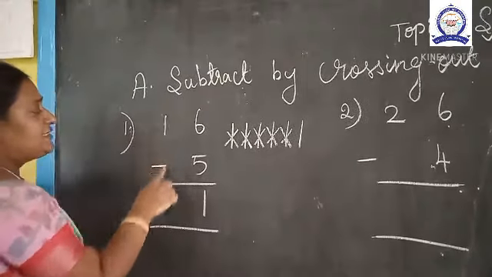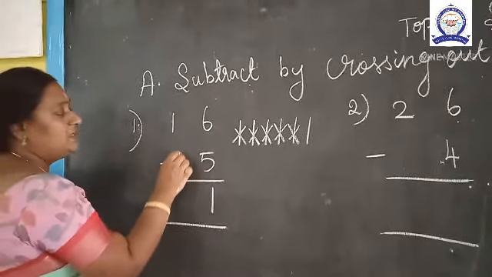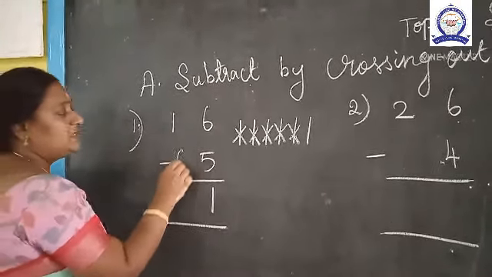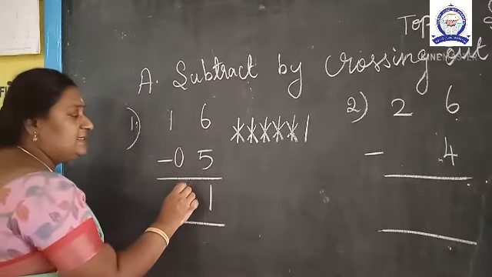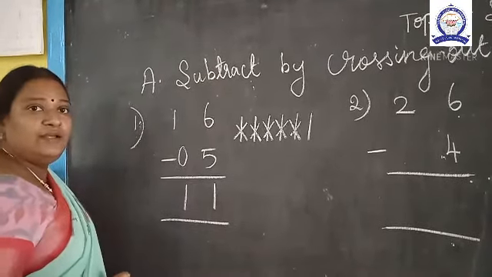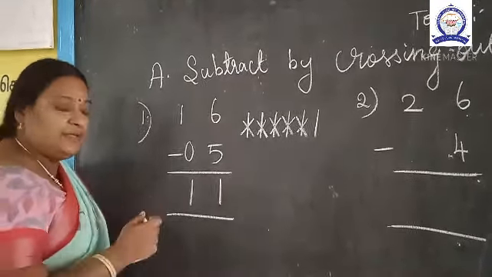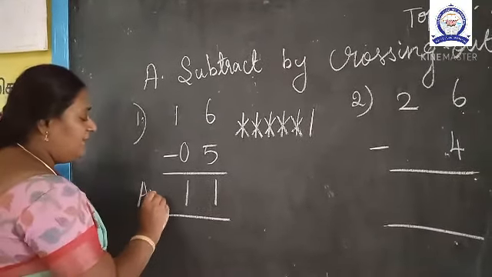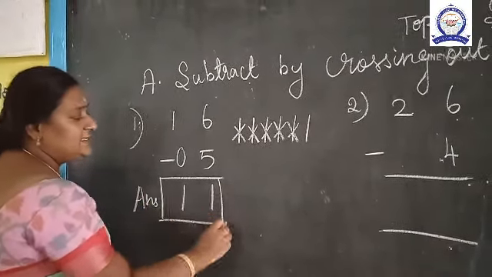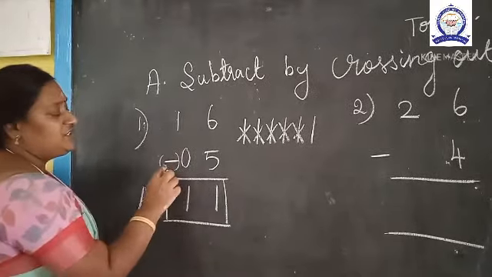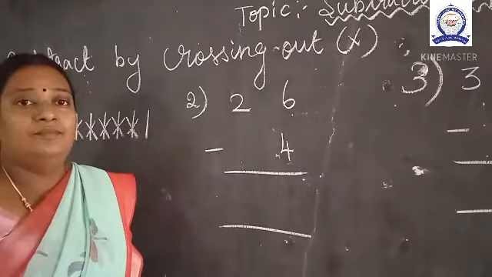Here, in the tens column, there are no digits. So you put 0. Now you subtract 1 minus 0. 1 minus 0 is 1. So your answer is 11. You all know the subtraction symbol is minus.